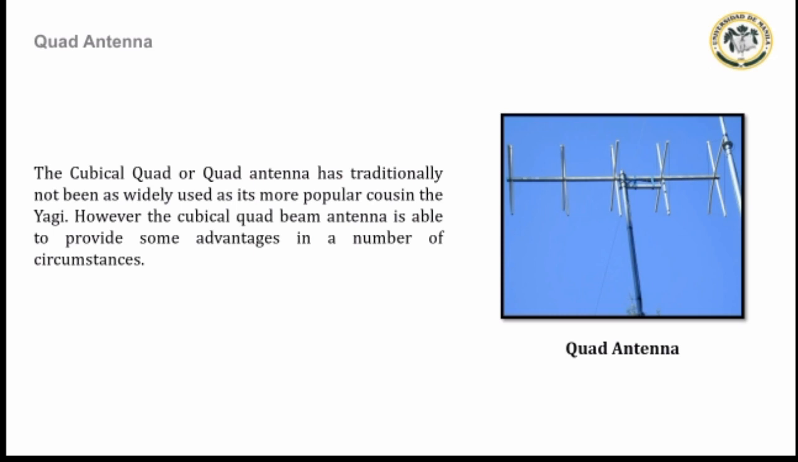It has been used for some television antennas, but it has also seen a lot of use within amateur radio applications for use at HF and VHF or UHF. Although the cubical quad antenna is not nearly as widely used as the Yagi, it still has advantages and can be used to good effect in many instances.